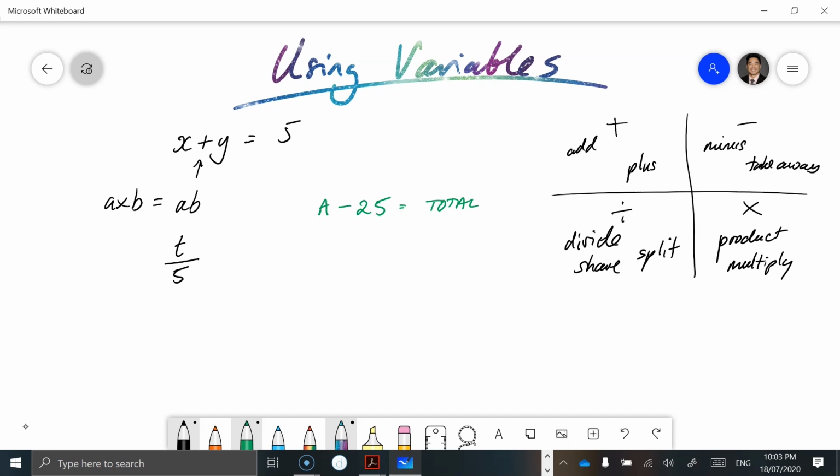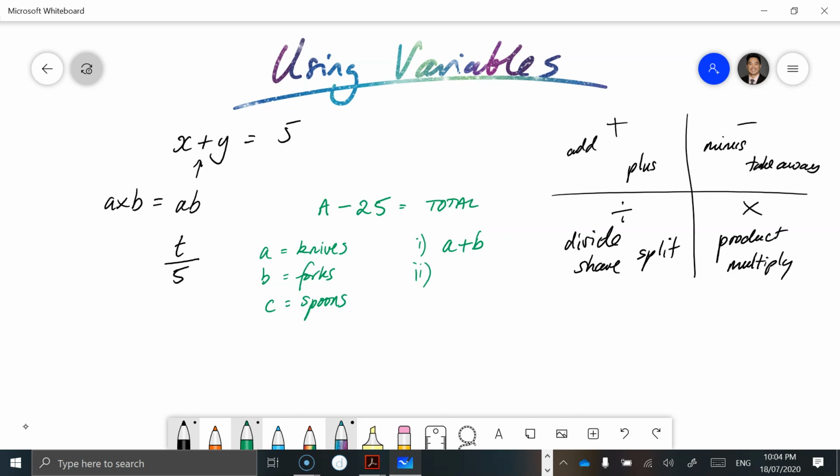Let's have another example. Imagine your cutlery drawer contains A number of knives, B number of forks, and C spoons. So A for knives, B for forks, and C for spoons. You write an expression for the total number of knives and forks. So knives and forks is A plus B.